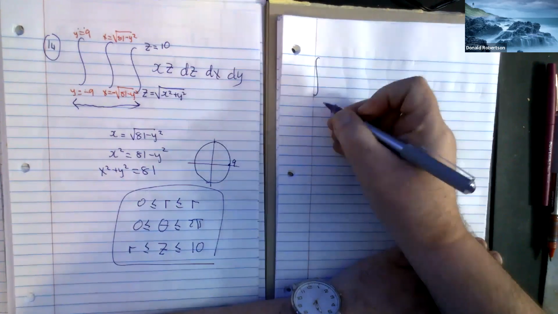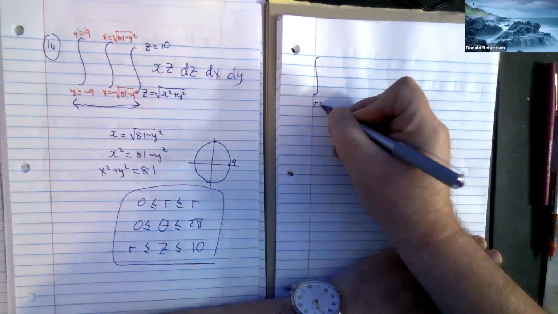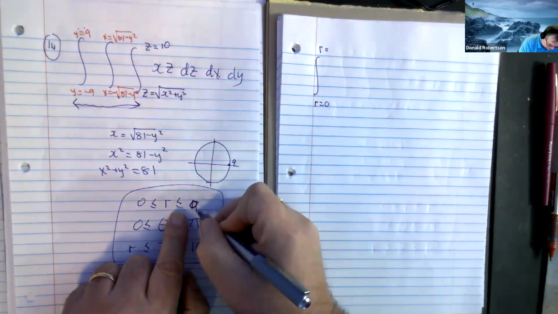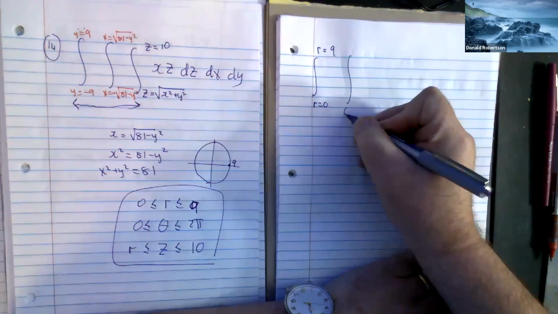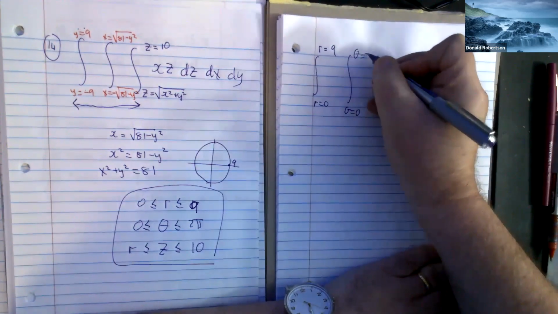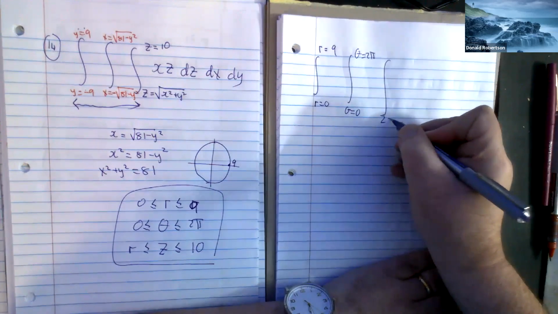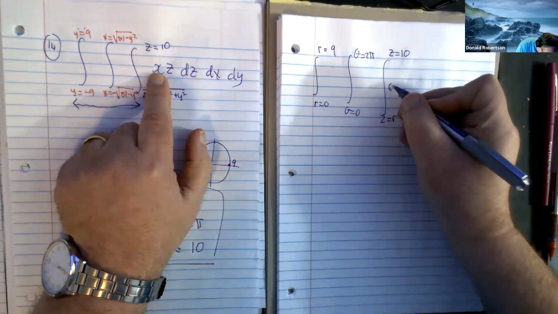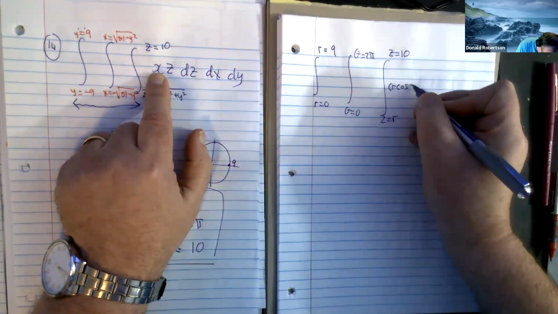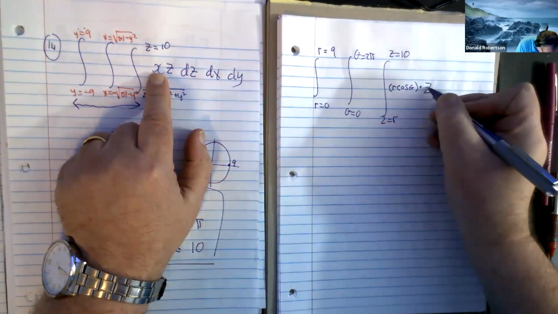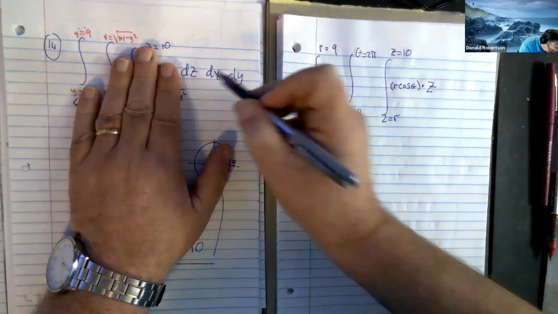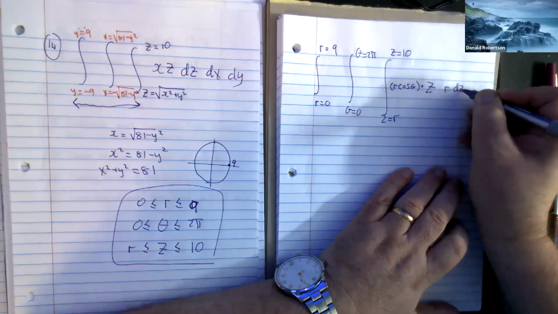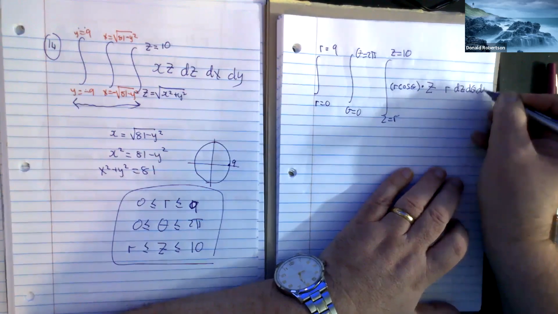So it's going to be the integral from r equals 0 to 9. Theta is going to go from 0 to 2 pi. And z is going to go from r to 10. X is going to be turned into r cos theta. Z is going to be called z. And the dz, dx, dy, basically your dv, gets an r, dz, d theta, dr.